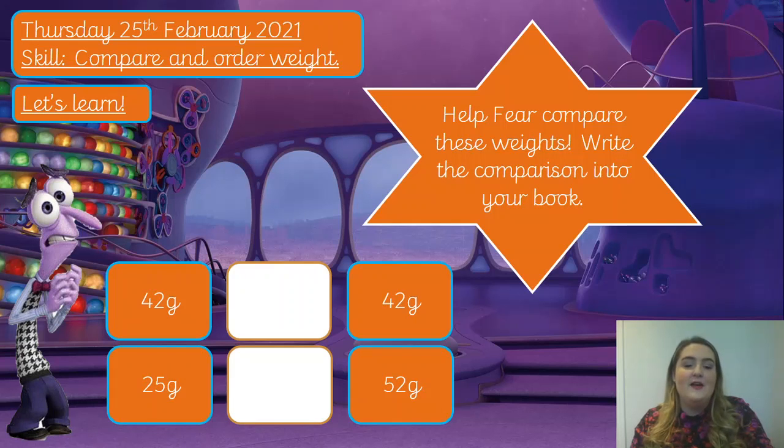Okay, let's see if you were right then. So 42 grams is equal to 42 grams, they're exactly the same value, therefore we use the equal to symbol. Here then, we've got 25 grams is less than 52 grams.